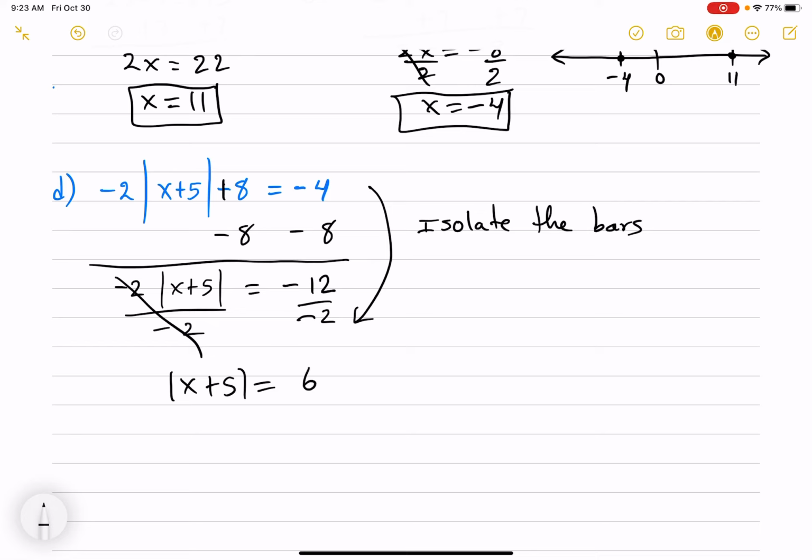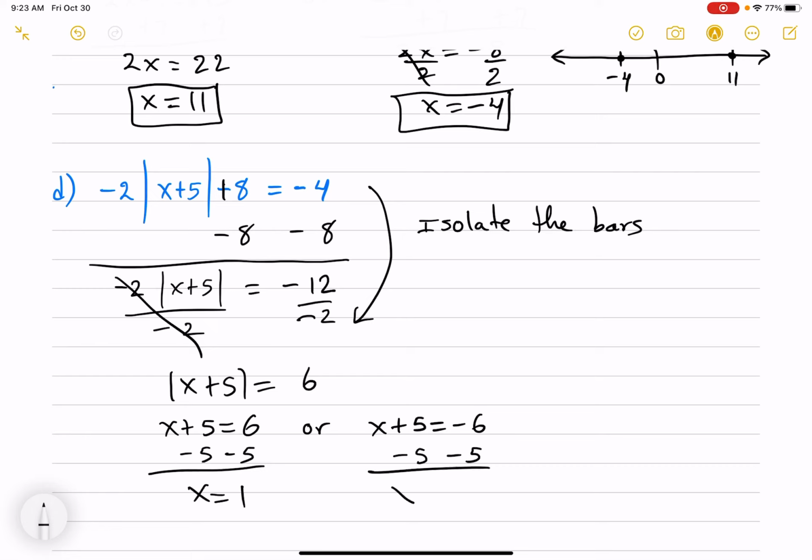Now we have the absolute value bars by themselves, so we're going to write this down as 2 equations. One with a positive 6, and another one with a negative 6. Subtracting 5 from both sides is going to tell us that one of the answers is 1, and the other answer is negative 11. So one more time, if you have some numbers outside of the bars, you first get rid of them, isolate the bars, and then proceed to write 2 equations so that we could get both of our answers.